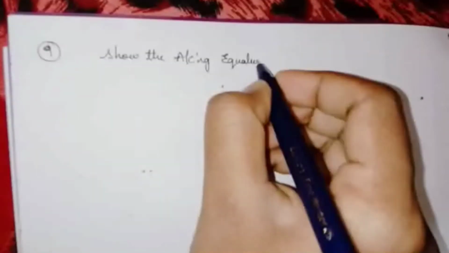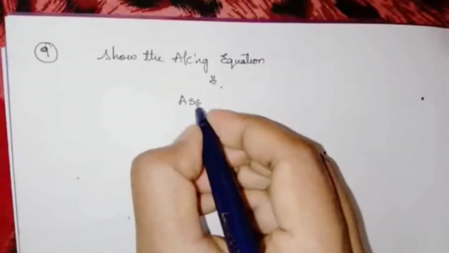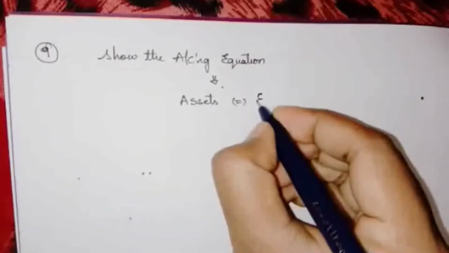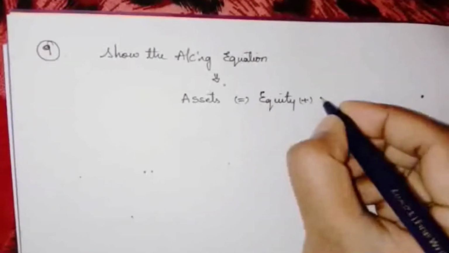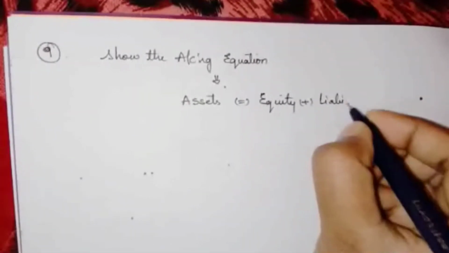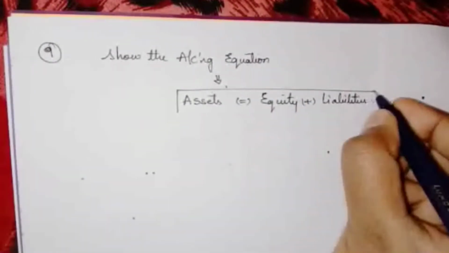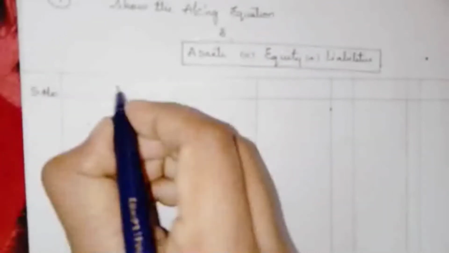The transactions are given. Here in this question they are asking to show the accounting equation, meaning in the equation form, that is assets equals equity plus liabilities. So the format will be in that form, unlike the previous problems. So the accounting equation is assets equals total equity, that is equity plus liabilities. Okay, let's make a format.